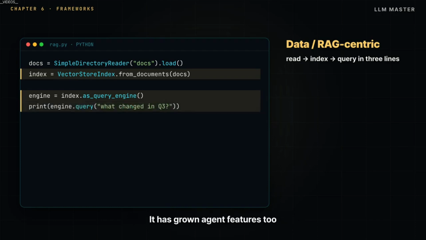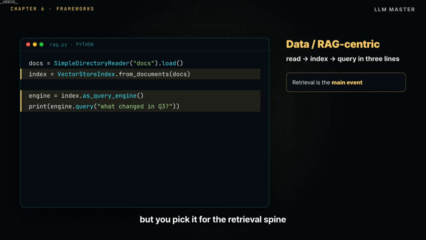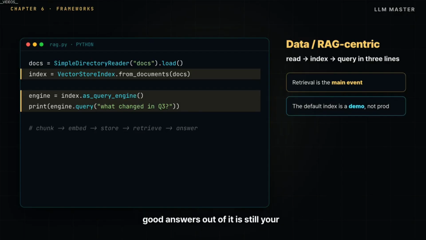It has grown agent features too, but you pick it for the retrieval spine. The pitfall is thinking the defaults are production. The naive index gives you a great demo, then falls over on real queries until you tune chunking, add re-ranking, and evaluate retrieval quality honestly. LlamaIndex hands you the machinery. Getting good answers out of it is still your engineering. Choose it when data, not orchestration, is the hard part.